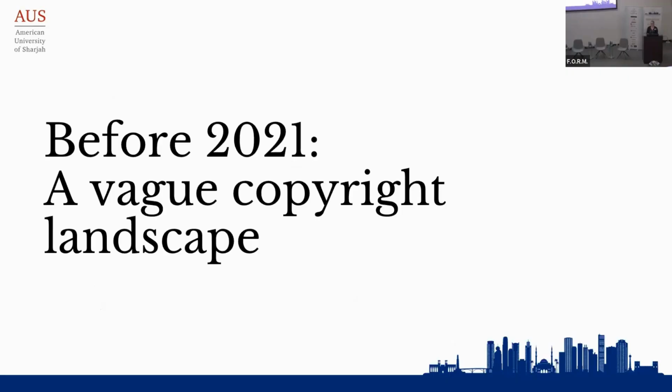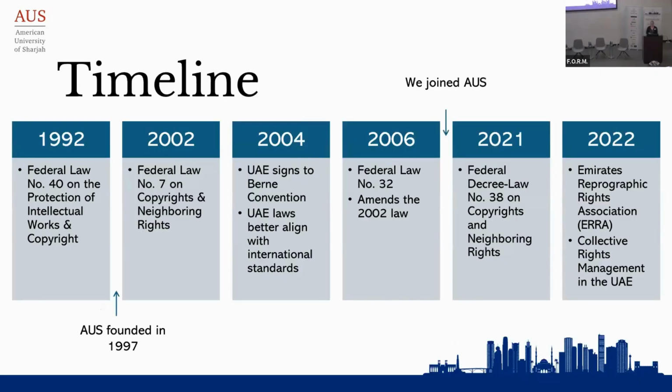So before 2021, I like to call it a vague copyright landscape. Perhaps it wasn't that vague, but at least to us trying to interpret the law, we felt like it was a bit vague. So a bit of a timeline of copyright in the UAE. There were laws before 1992. I think there was one in the 1970s. There was one in the 1980s. It's beyond the scope of this presentation. And honestly, they're just in Arabic, so I can't read them anyways.